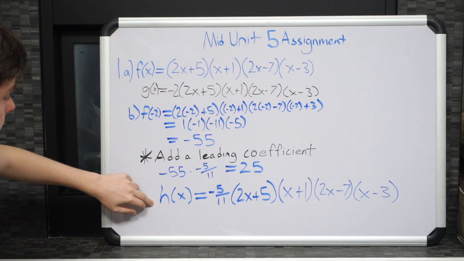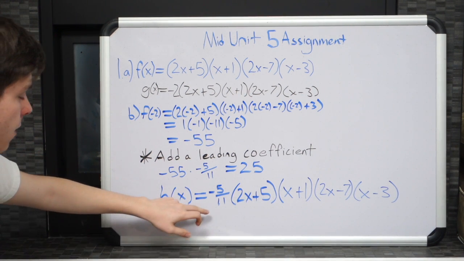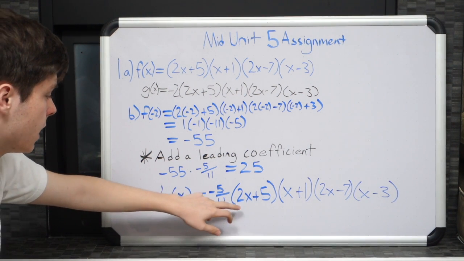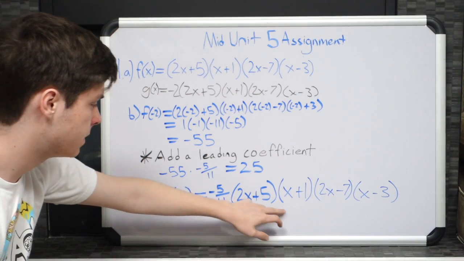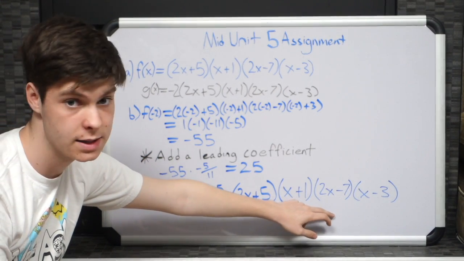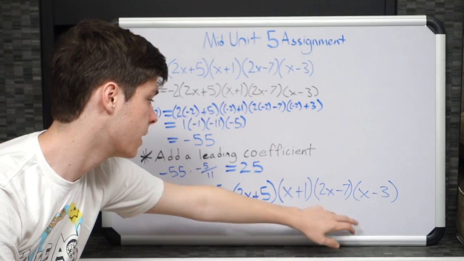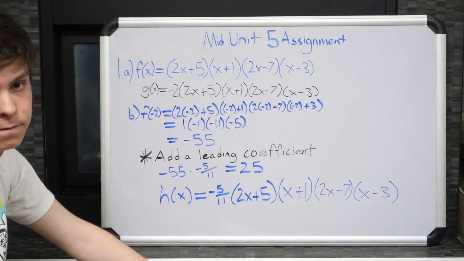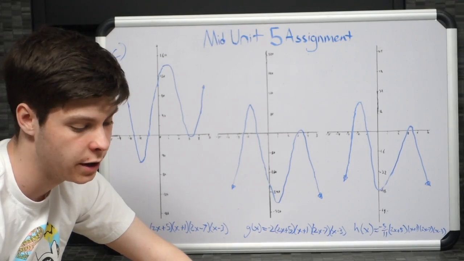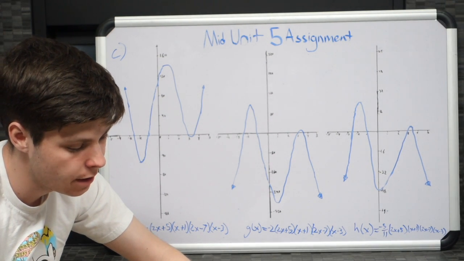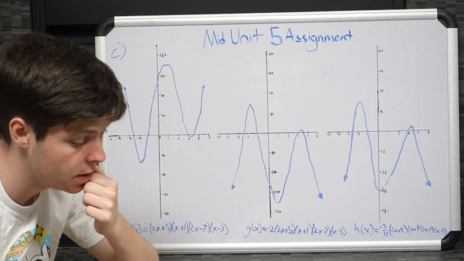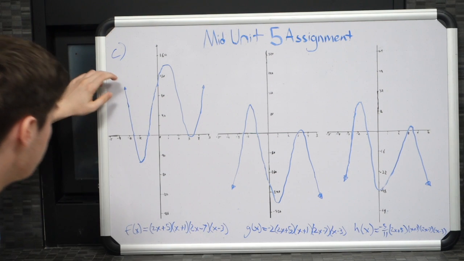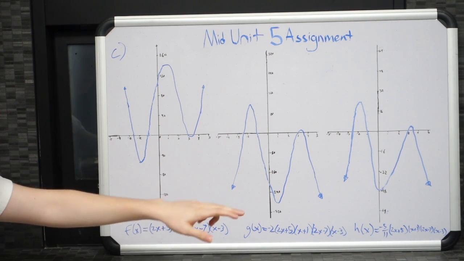So for my final equation, h of x equals -5/11 times (2x + 5)(x + 1)(2x - 7)(x - 3). Part C asks, sketch a graph of the functions in parts A and B. Okay, so I sketched the graphs here.